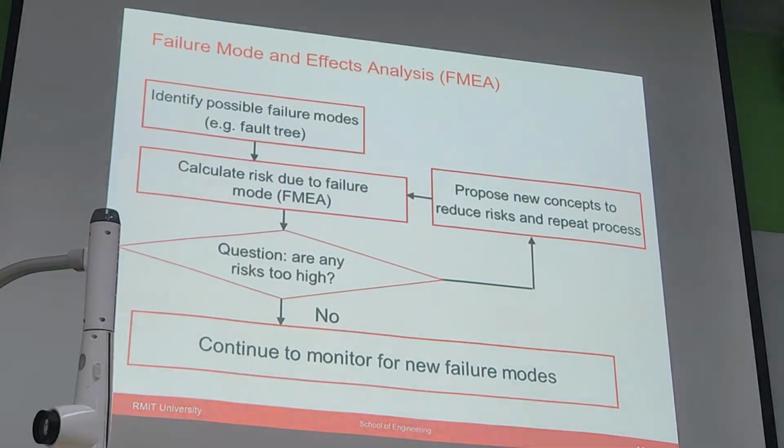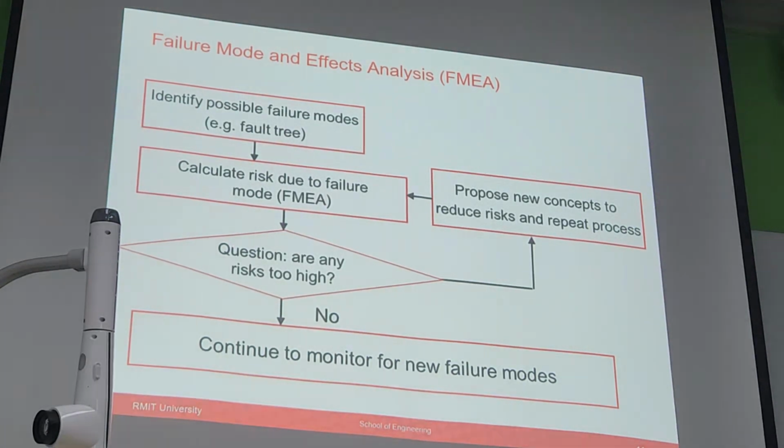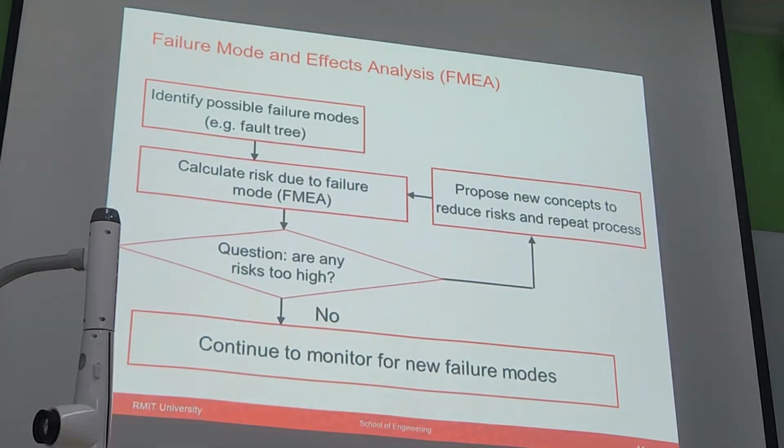So what I am saying is, for example, we have an engine. In the engine, we have different parts. You take one of them, and for that part you try to identify the possible failure and calculate the risk, and you see if the calculation is high risk. If yes, we have to propose a new concept to reduce the risk and repeat the process. If not, we go to find new failure modes, okay, for that.